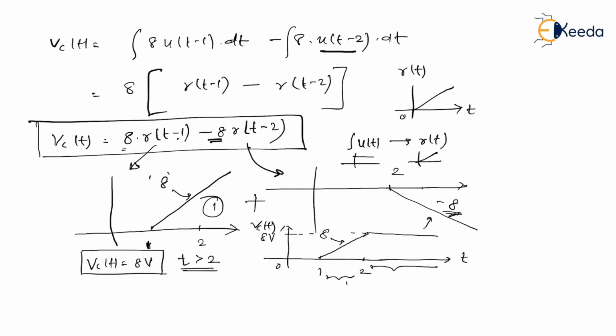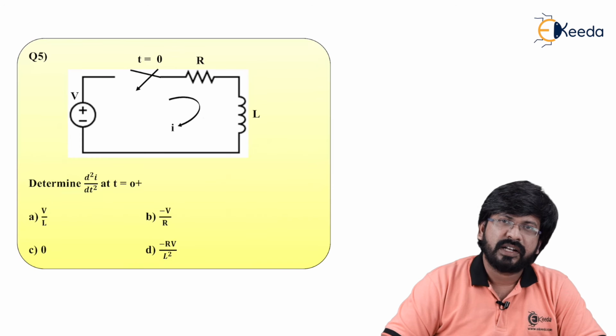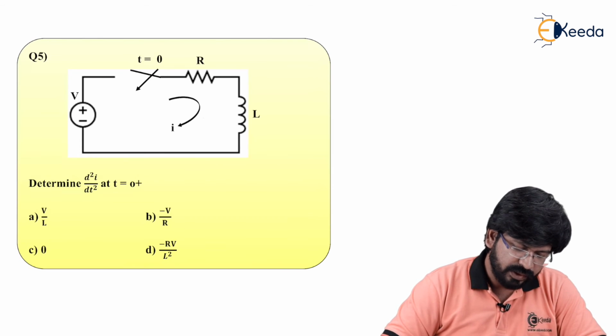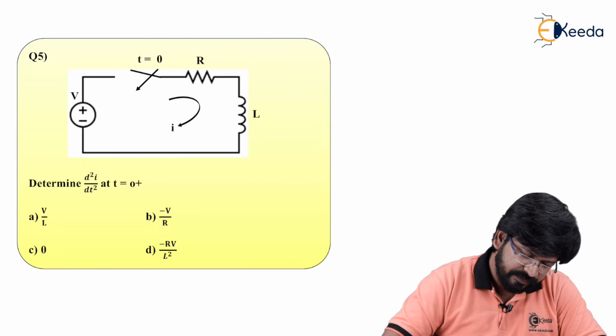So this is our final answer. I'm sure you have understood this problem. Let's move to the next problem now. Question number 5 is displayed on your screen. Determine d square I by dt square at t equal to 0 plus.